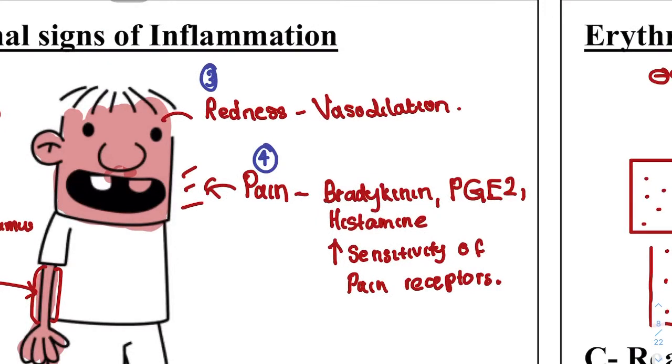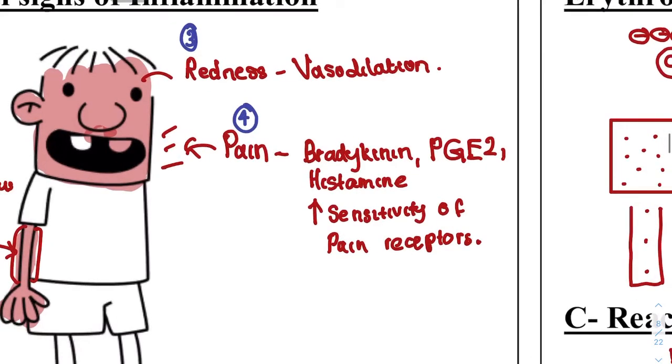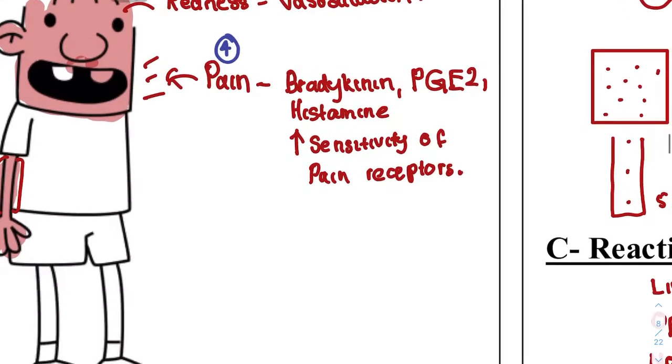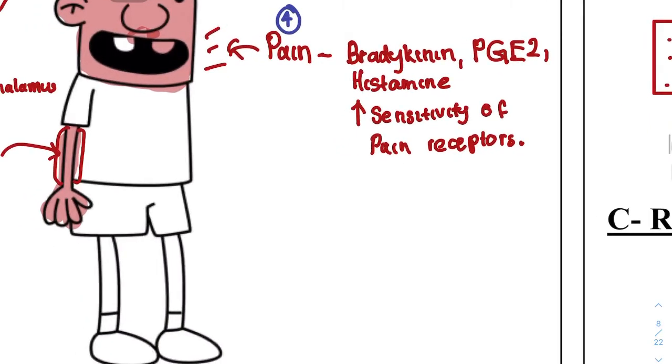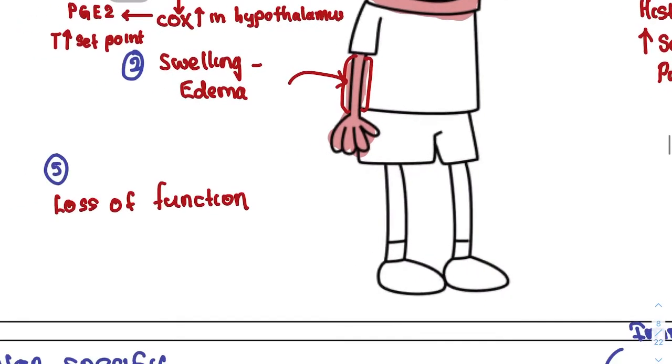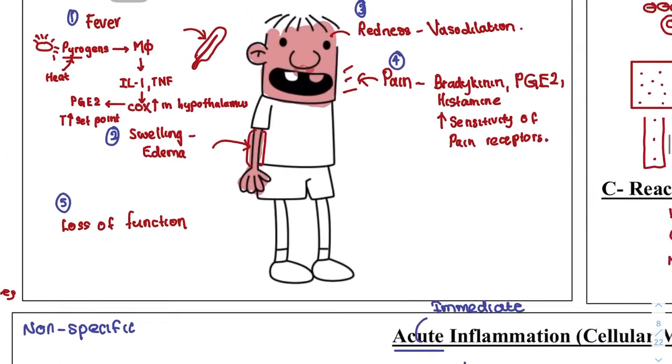Fourth, pain. Bradykinin, prostaglandin E2 and histamine cause the sensitivity of pain receptors to increase. So even a small stimulus can cause these receptors to activate and the patient will feel pain. And the last is the loss of function. The person, or that area, cannot perform its usual functions. Let's say the kidney cannot produce urine in its normal way.